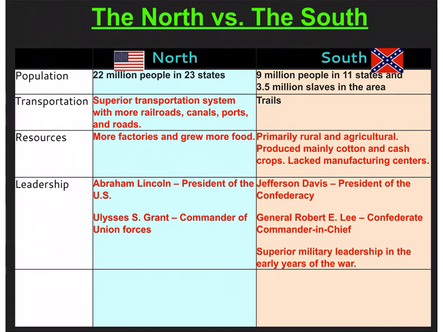The United States has Abraham Lincoln. His main commander is Ulysses S. Grant. He is the commander of the Union forces, versus the South, the Confederacy. Their president is Jefferson Davis. Their commander of the Confederacy is Robert E. Lee. Now, this is an advantage towards the South because they have superior military leadership, and they were good to go as far as the war and as far as training soldiers. So this advantage is towards the South.